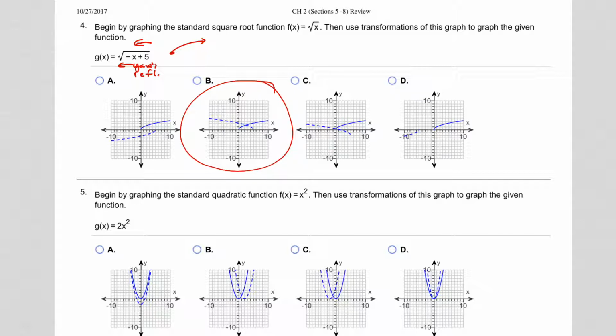So why did it go to the right? Well, first it got shifted to the left 5 units, and then this thing got reflected, so this part is now going that way, and this part is going that way. Okay, a little tricky there.